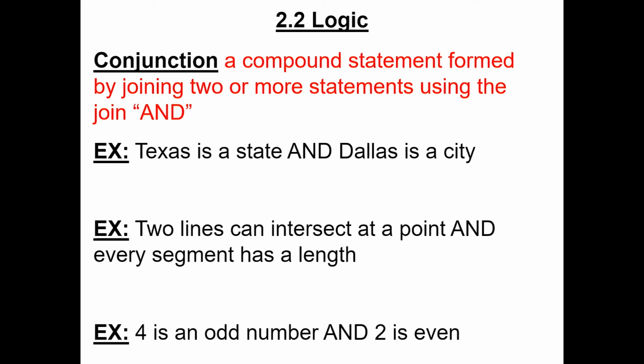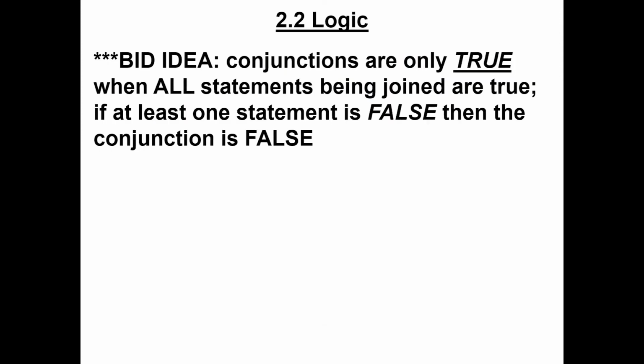Next, two lines can intersect at a point, and every segment has a length. Again, two different statements. We just put that word and in between them. This is another true conjunction, since both are true. Lastly, 4 is an odd number, and 2 is even. Well, we know 2 is even, and we also know that 4 is even, so this would be a false conjunction. So a big idea we should get out of this is that conjunctions are only true when all of the statements being joined are true. If you can find at least one statement in a conjunction that's false, that makes the entire compound statement, the entire conjunction, false.